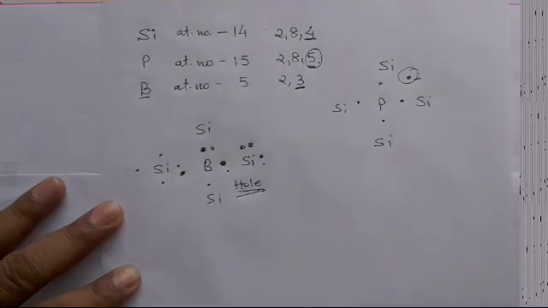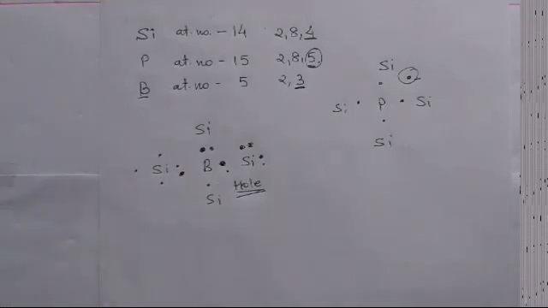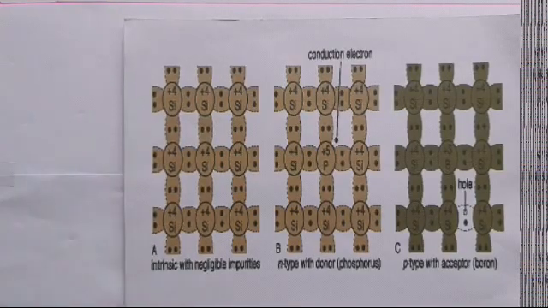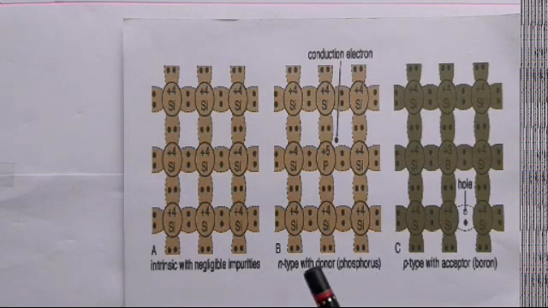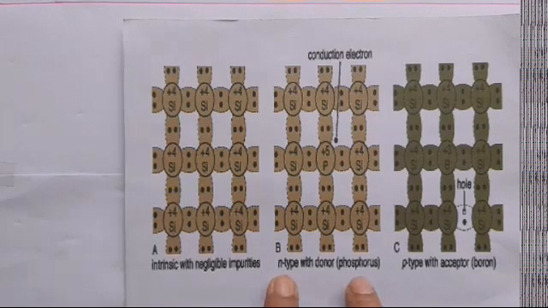which will be helping in conduction. How? Let's see the diagram. So we have this diagram to explain the behavior. One is electron rich impurities forming n-type semiconductor, another is electron deficient impurities doped forming p-type semiconductor. So how they are forming, let's know about n-type.